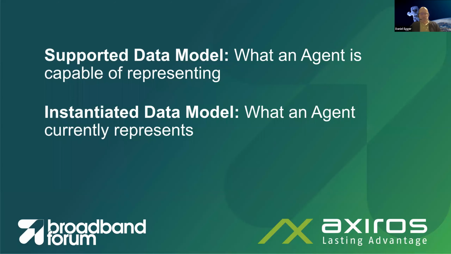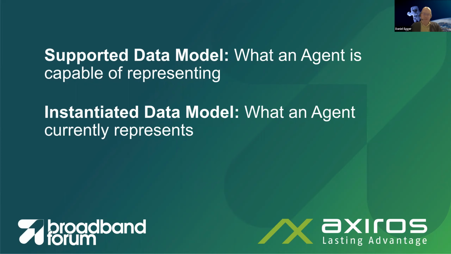So we have a separate slide specifically for that. We are dealing with two different terms here. One is the supported data model, which is a representation of what the device, or the agent implementation, actually supports, what it is capable of representing. That means you can have a lot of functionality on the device that's not actually used. But USP, and we will see how that works in a bit, allows you to actually figure out what a device supports. Versus the other one, the instantiated data model.